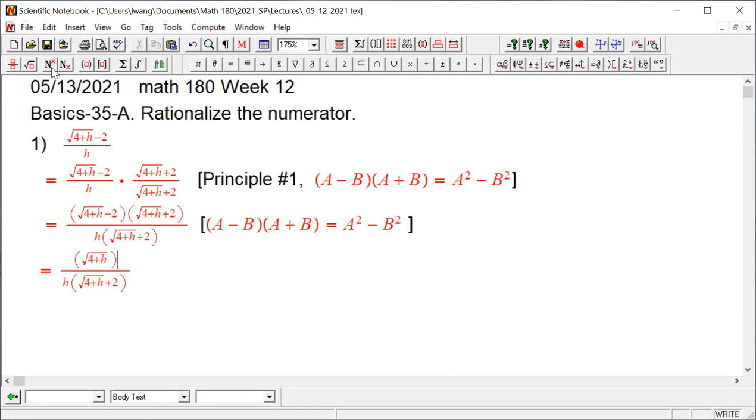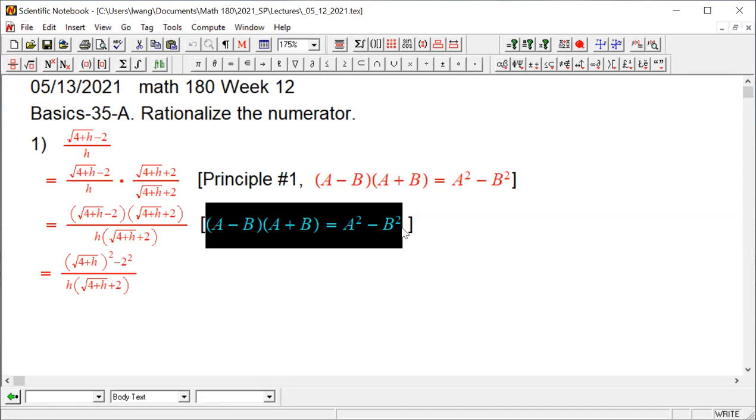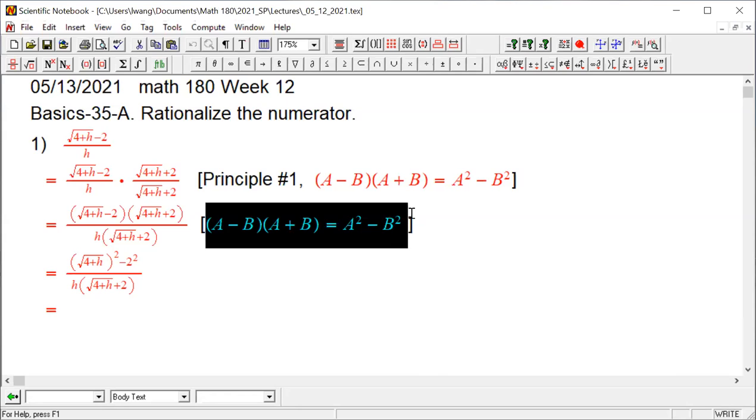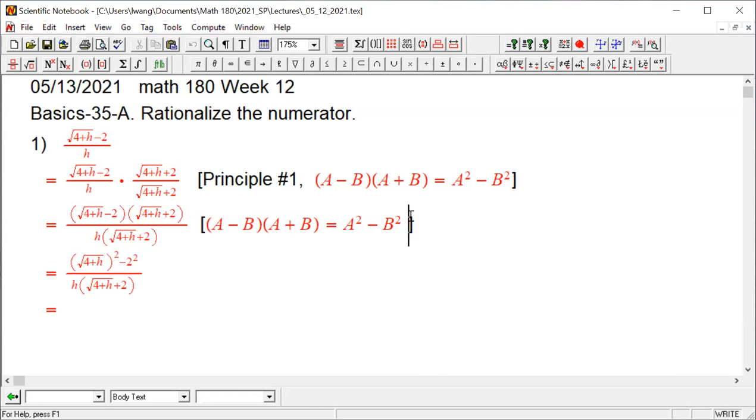squared minus 2 squared by applying this formula. Do you guys see that? And next, don't do the FOIL. I know some of you have the tendency to do the FOIL. Don't do the FOIL. Use this formula directly. Could you do that for yourself? It will make your work look so much cleaner.